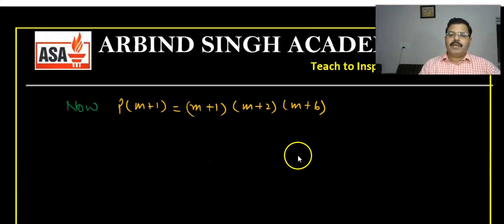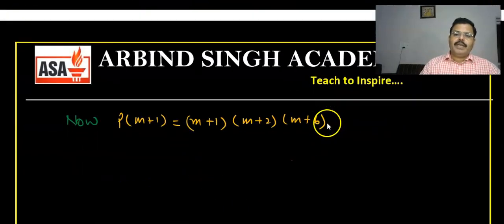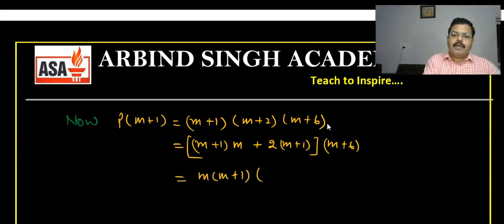M into M plus 1, M plus 1 into M into M plus 5. So we can write M plus 1 into M plus 2 times of M plus 1, isn't it? And that is M plus 6, isn't it? So we can write M into M plus 1 into this M plus 6 can also be written as M plus 5 plus 1. Can I write like this? M plus 5 plus 1. This is one factor and that will be the other factor.